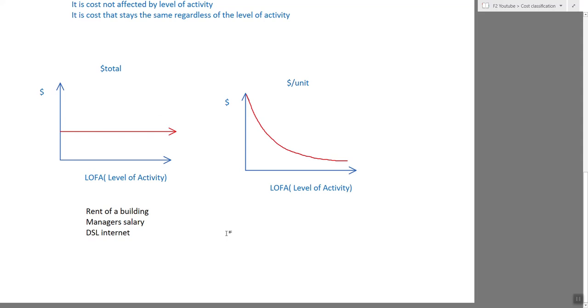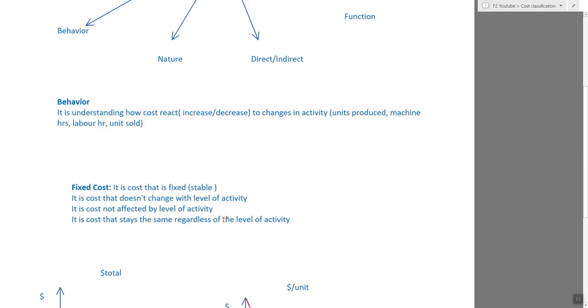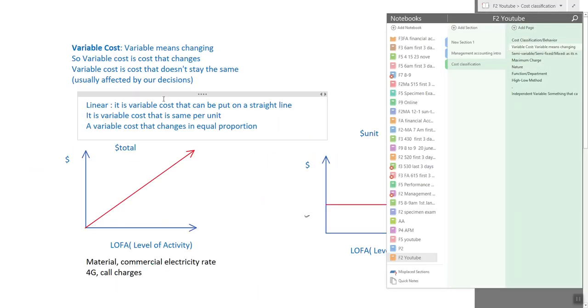The example of this is rent of building. Remember, these examples are common things; in practice, rent of a building could be different. But the example I'm giving here is how usually the rent of the building, no matter how many units you produce, no matter how many units you sell, is going to be the same. Or a manager's salary, for example, no matter how many units are sold, is going to be the same. Or a DSL internet unlimited package: no matter how much you download, payment is going to be the same. But remember, DSL could have a limited package as well. So the examples here are just common things, what they usually are.